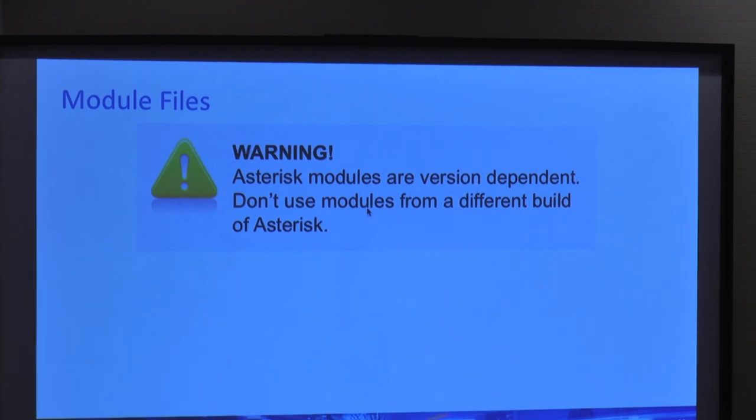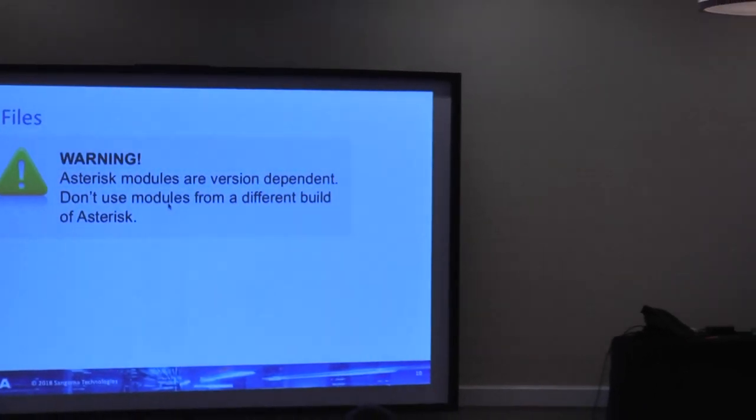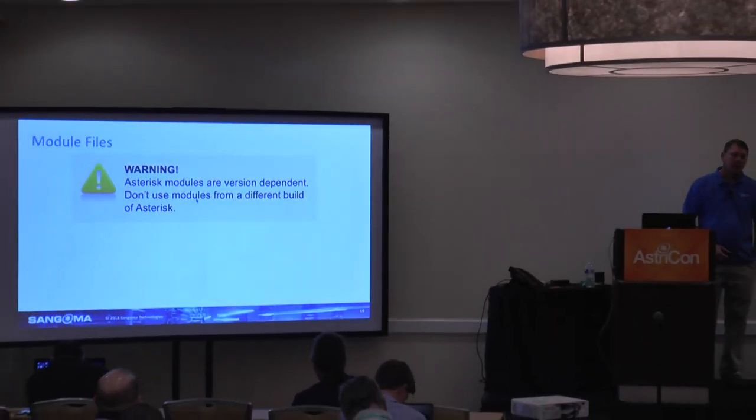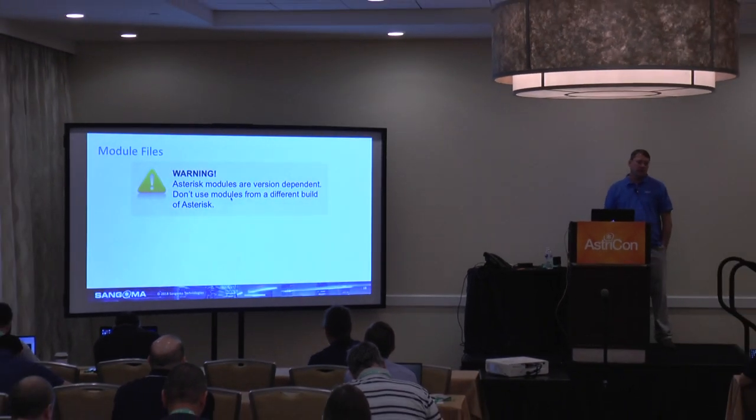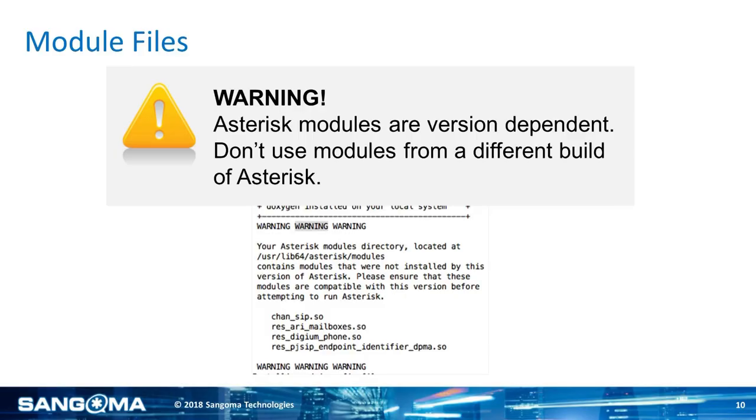The module files are version dependent. So if you have Asterisk 1.4 out there running and then you try to upgrade to Asterisk 16, those modules for 1.4 are not going to load. You're going to get a message like this saying these were not built for this version of Asterisk and they will not work correctly. As a matter of fact, it'll usually crash Asterisk if you do that.